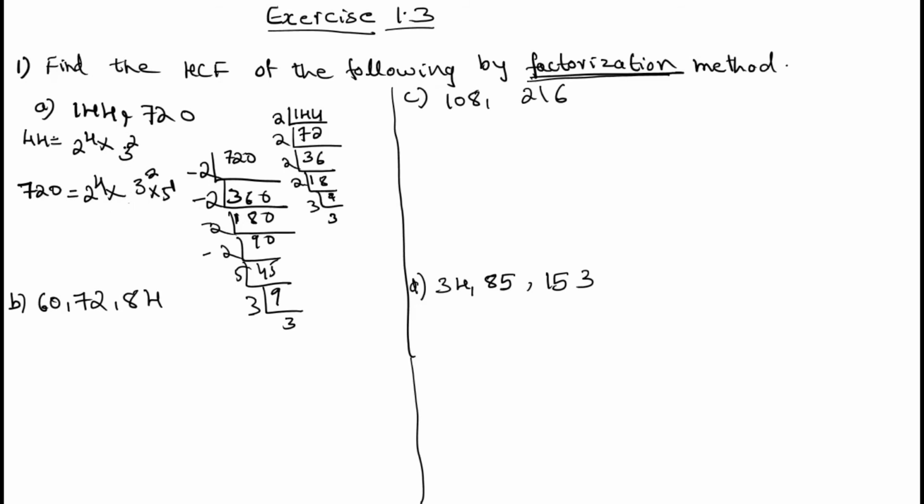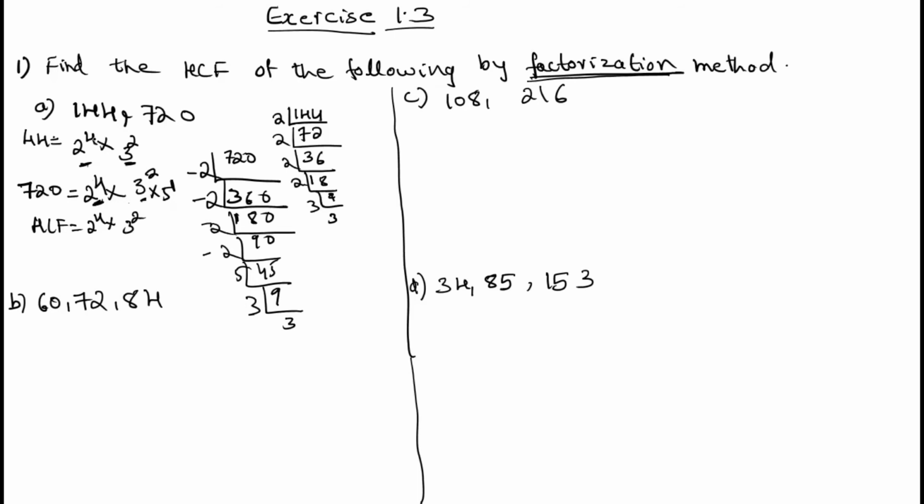Okay, now check what's a common factor here. HCF is nothing but least power of the common factors. Common factors are 2 to the power 4 and 3 to the power 2. Here in the third expression 5 is there, but in the first expression there is no 5. You need to check the common factors. One common factor is 2, another common factor is 3.